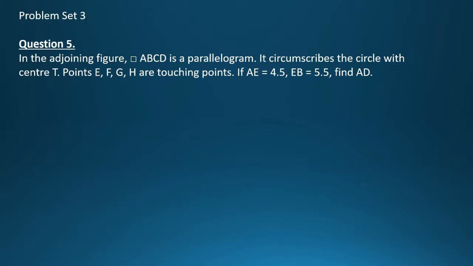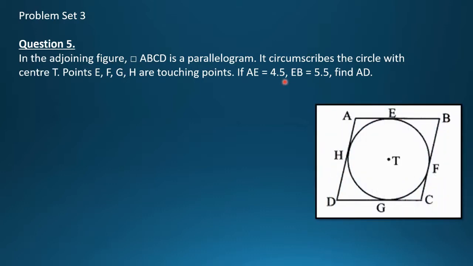Fifth question of problem set 3. In the adjoining figure, ABCD is a parallelogram. Quadrilateral ABCD is a parallelogram. It circumscribes the circle with center T. In the figure, if you can see, it circumscribes the circle with center T. Points E, F, G, H are touching points. If AE is 4.5, EB is 5.5, we have to find the length AD.